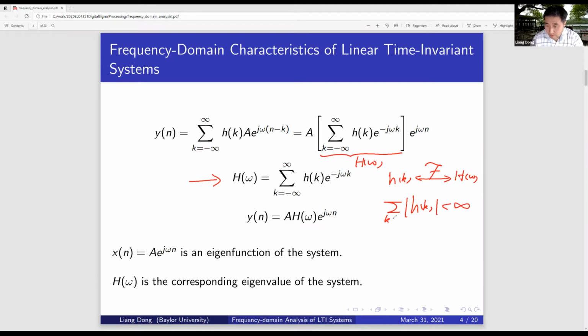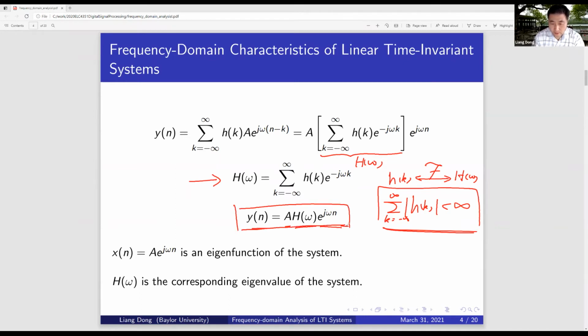K is from negative infinity to infinity. Only at that time, capital H is finite, and it converges. I get this out. So what we are doing here, this condition is my circle is in the region of convergence. Then I can simplify my equation. The output signal y[n] is a times capital H, and times what's left is e to the power j omega n.